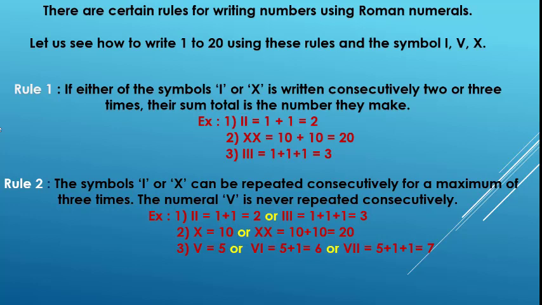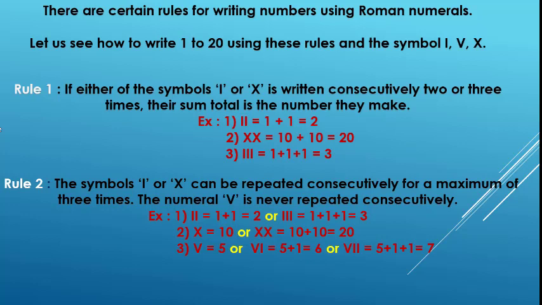Example number 1. As you can see here, there are two I's. By substituting the value of I, 1 plus 1 is equal to 2. Second example, XX. By substituting the value of X, 10 plus 10 is equal to 20. Third, as you can see, there are three I's. By substituting the value of I, 1 plus 1 plus 1 is equal to 3.